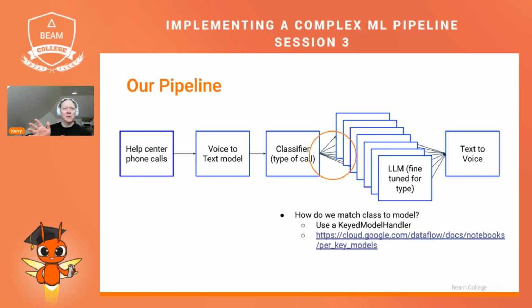Now, that fan out, finding what class one of these phone calls is, and then sending it to the appropriate model is something that's a little tricky. In many instances, you would have to write a case statement or a complex if-else loop. But instead, in Beam, we have functionality that allows you to define this mapping using something we call a keyed model handler. So you can basically define how to relate one set of outputs to one downstream model.